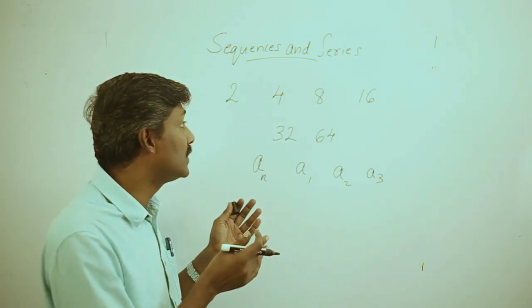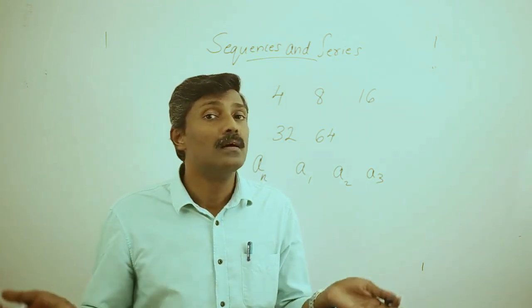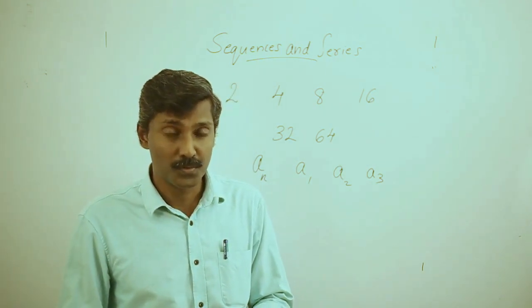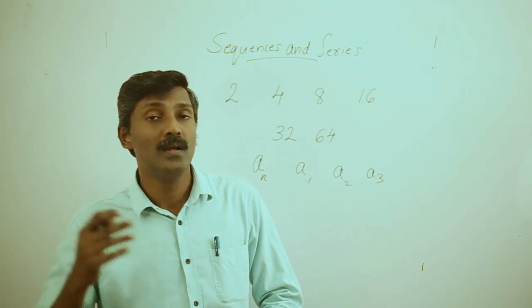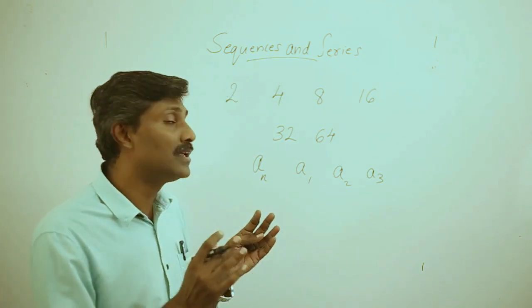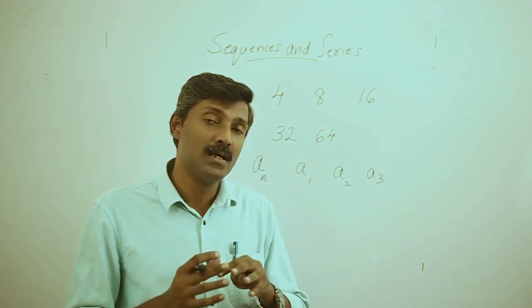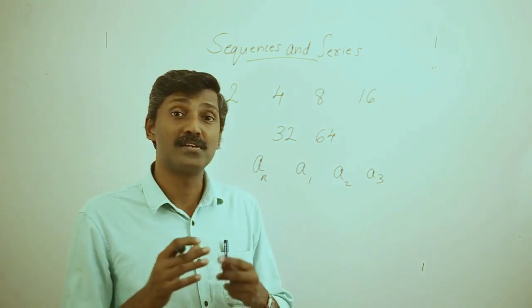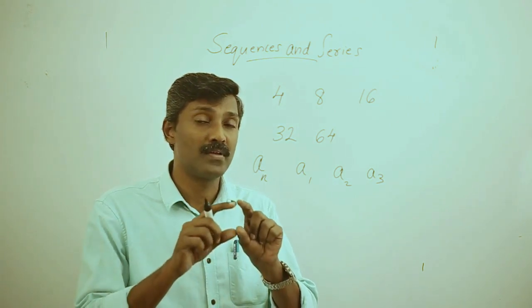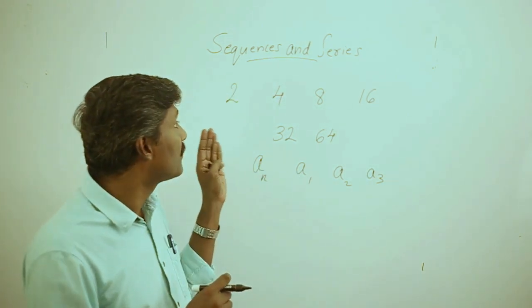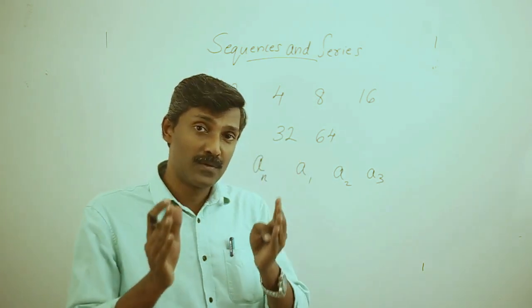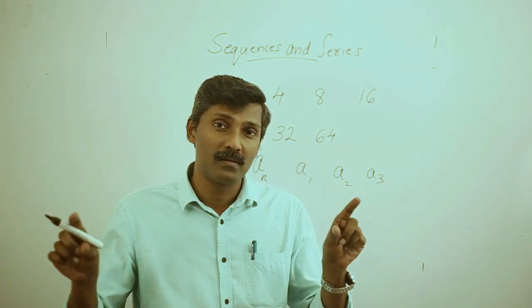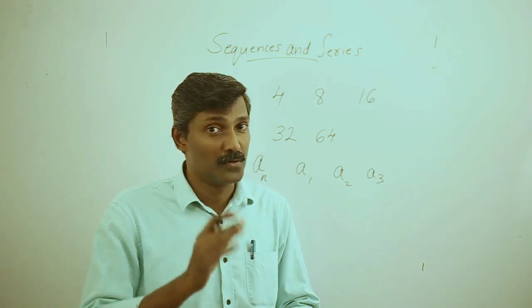You can also write the sequence of the integers, right? So you have the negative numbers and also the positive numbers. But we are interested in sequences which have a general pattern, which always have a rule where we can find out the next term from the previous term. So sequences which follow a particular pattern, we are interested in that kind of sequences.